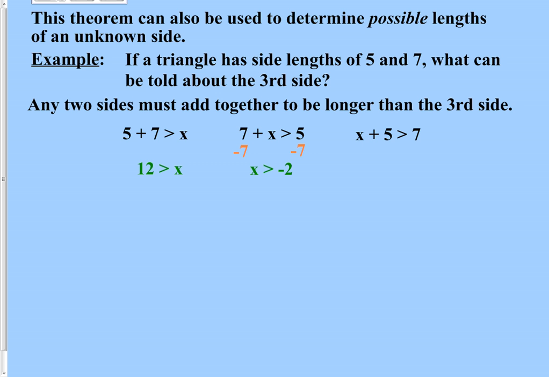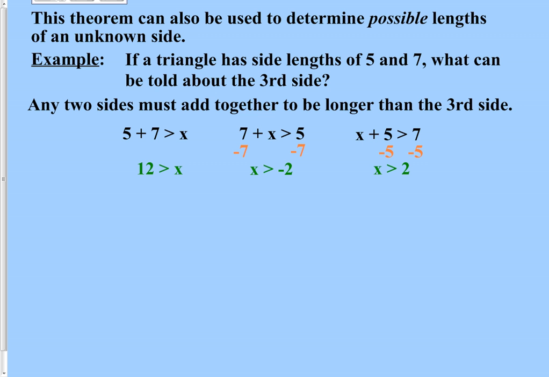On the right side, we have a similar problem to what we had in the middle. X is not by itself, so we're going to get it by itself. That plus 5 does not need to be there, so we will move it by subtracting it to the other side of the problem. And by doing that, we have 7 minus 5 on the right side of the problem, and that is 2. So the statement says x is greater than 2. So our unknown side length x must be larger than the value of 2.